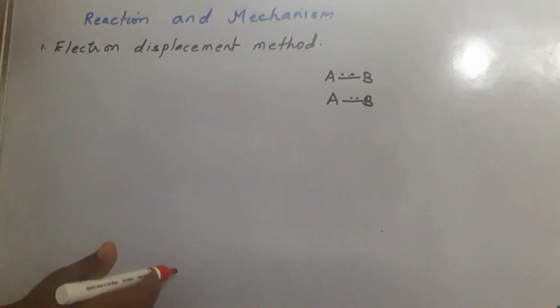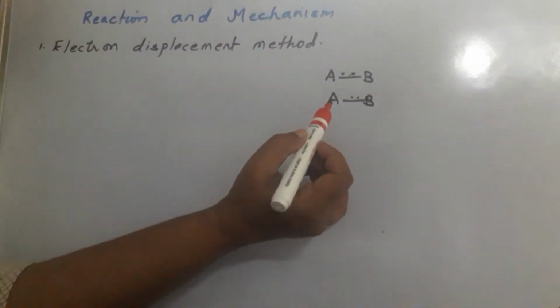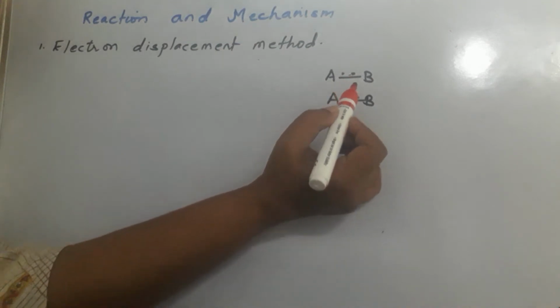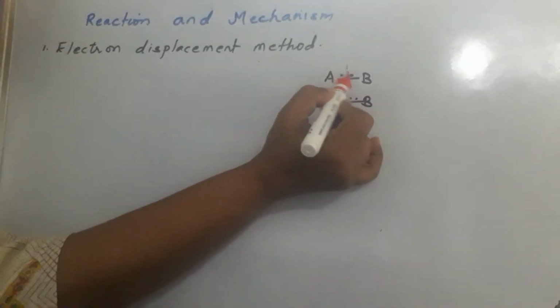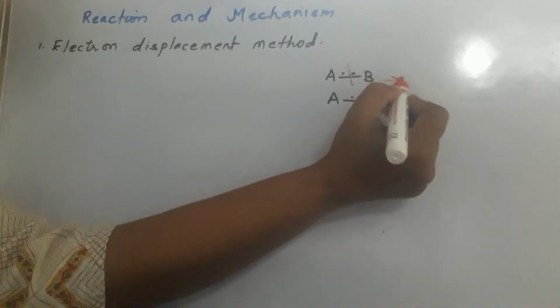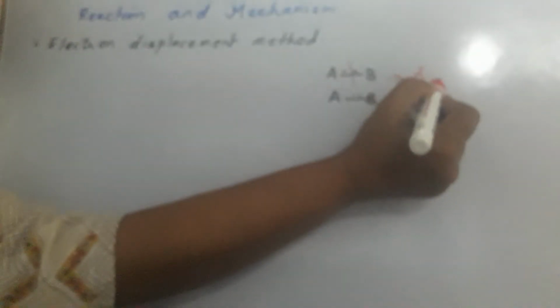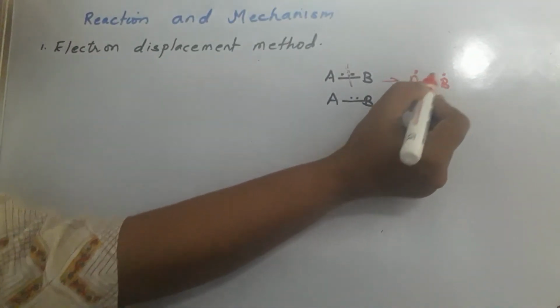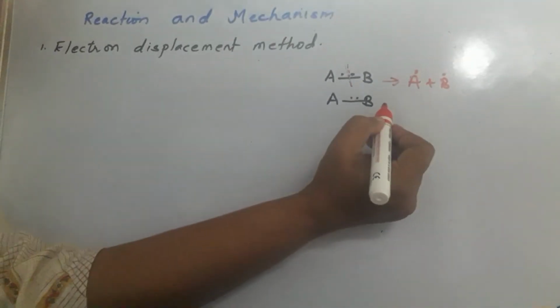The old bond can break in two different ways. One way of bond breaking is homolytic fission, where the shared electron between the atoms will be equally taken by both the atoms, and it results in a free radical. Each atom takes one electron and produces a free radical.